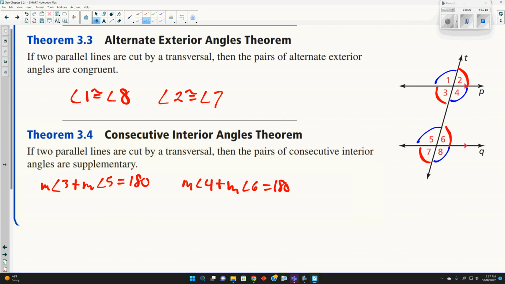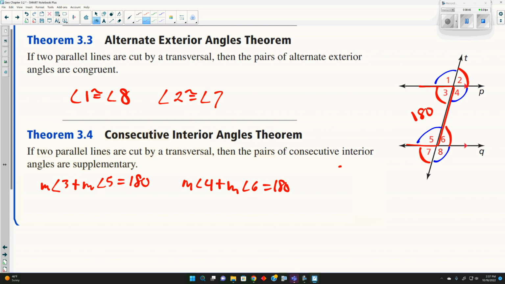What do we know about angles 1 and 2? They added together to be what? 180, they make a straight line, yes? So what can I also say about 3 and 5? They had to be 180, yes? Consecutive interior angle theorem. So it's not that it's a straight line. They just need to add together to be 180 degrees.